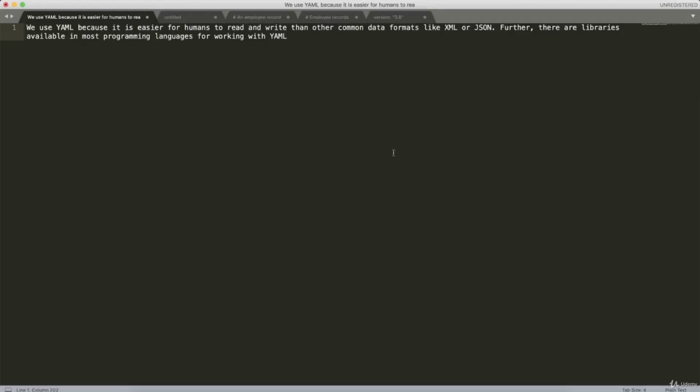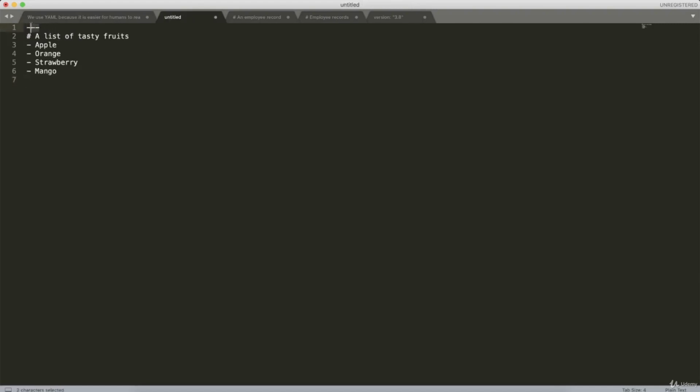Alright, now YAML stands for yet another markup language. And actually, we use YAML because it is easier for humans to read and write than other common data formats like XML or JSON. So, as you can see further, there are libraries available in most programming languages for working with YAML. So actually, YAML is very easy to read and write. So let's see some examples.